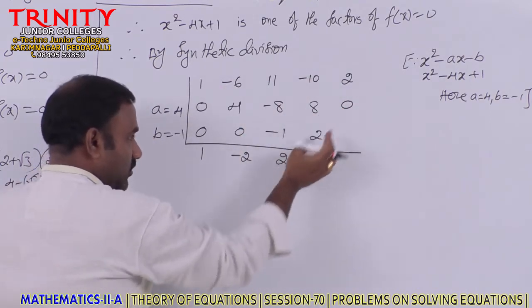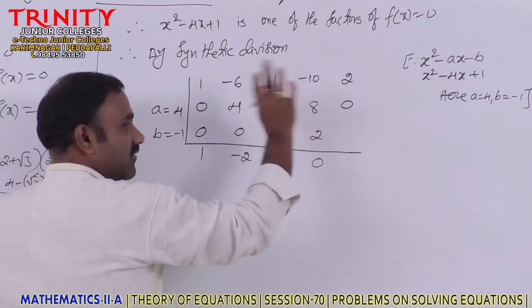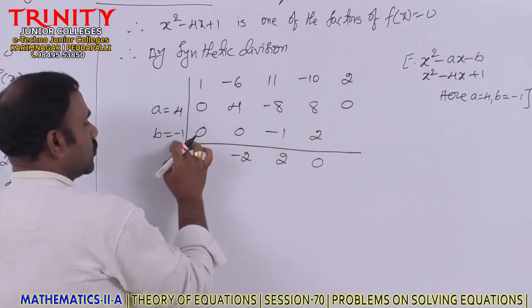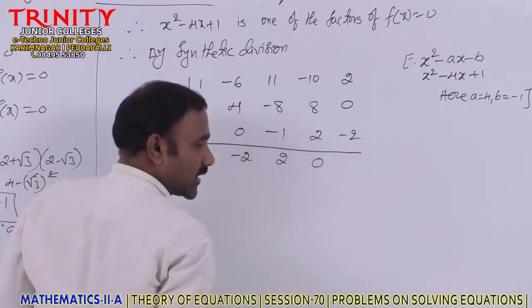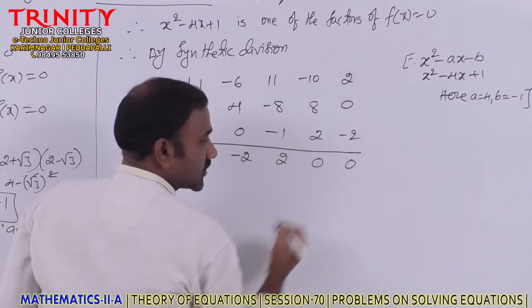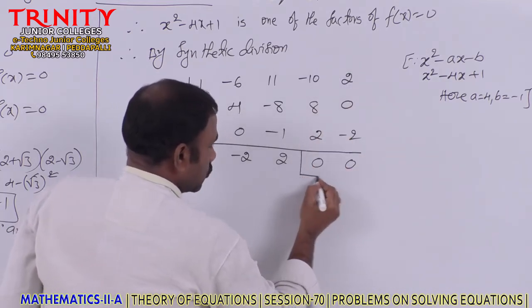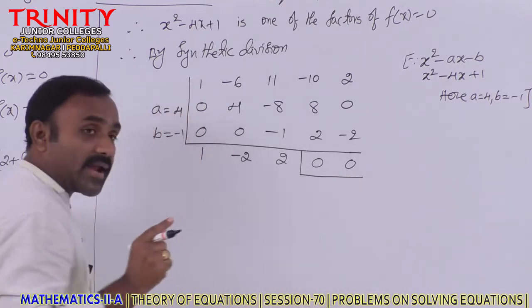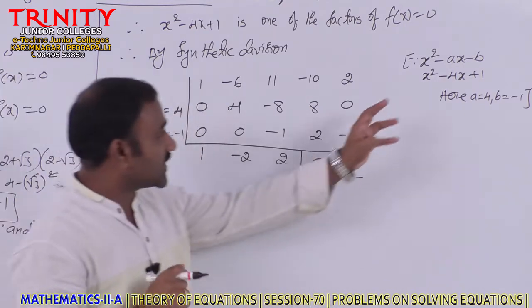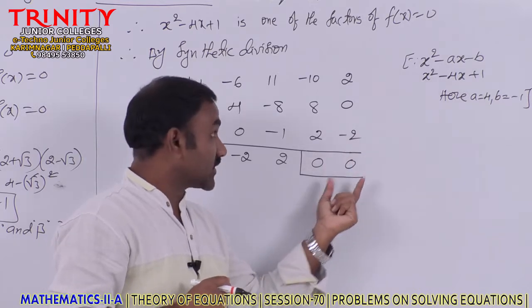Even if you do not take it, you will get 0 into something, always 0. Next, 2 into minus 1 is minus 2, minus 2 plus 2, that is also 0. The last two numbers indicate the remainder for quadratic division. Last two places. Quadratic means why?